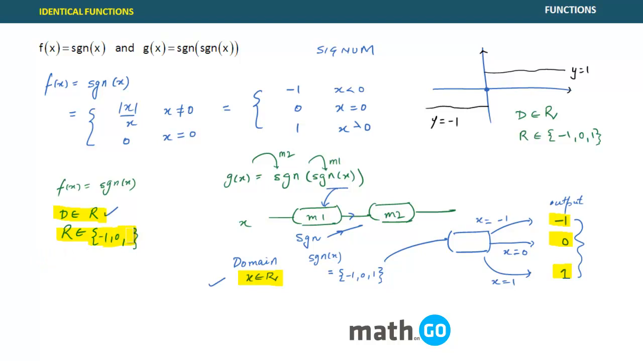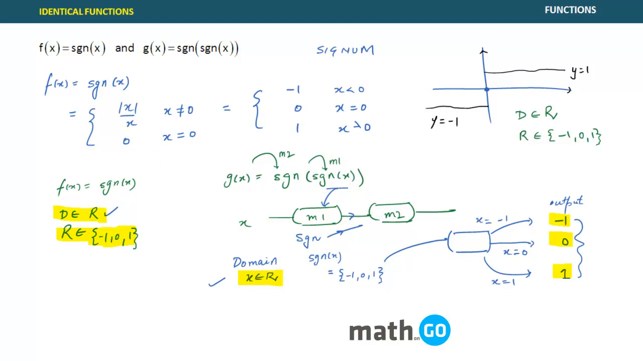And its range was also minus 1, 0, 1. Right? Clear? So these two functions are again identical. No problem at all. And if you have any speculation about how we have done this, just take a value and put it. So for example, just put x equal to 5 on both sides.